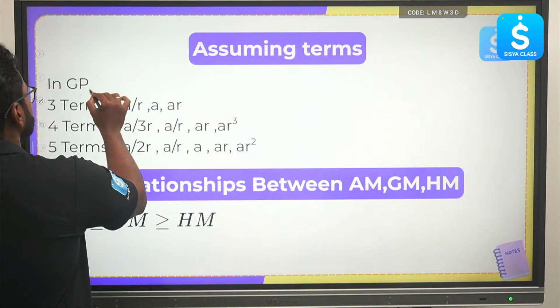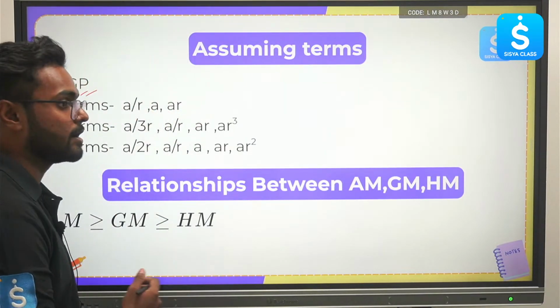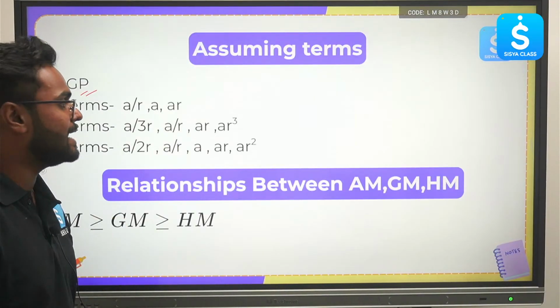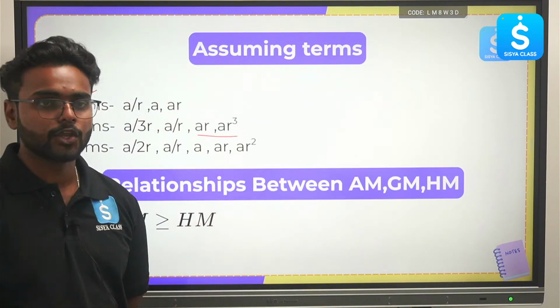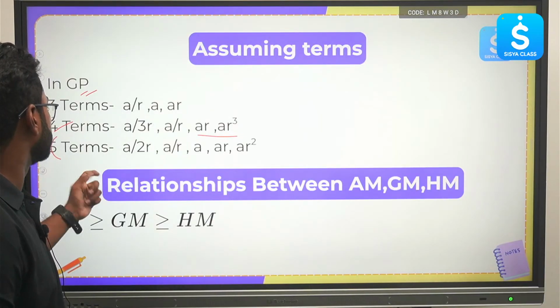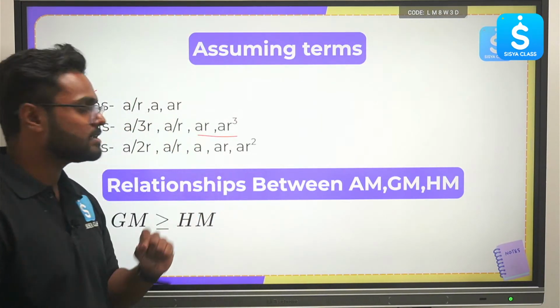Assuming terms in GP. If you have three terms, assume them as A by R, A, AR. If you have four terms, assume them as A by R cube, A by R, AR, AR cube. If there are five terms, assume them as A by R square, A by R, A, AR and AR square.